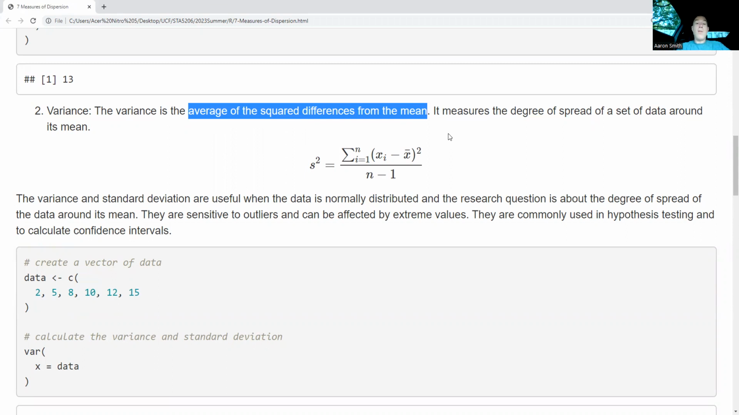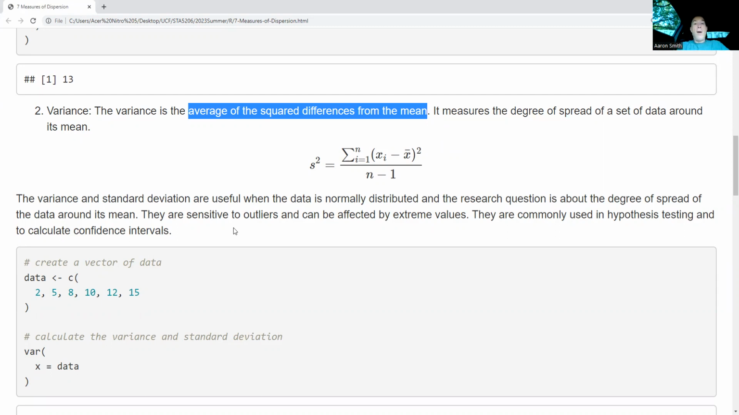The variance and standard deviation are useful when the data is normally distributed, and the research question is about the degree or spread of the data about the mean. If you're going to be doing hypothesis testing, variance is going to be something that you're going to be mindful of. So even if you don't know it, you're going to be considering variance. Now, variance and standard deviation are sensitive to outliers and can be affected by extreme values. They are commonly used in hypothesis testing and to calculate confidence intervals.